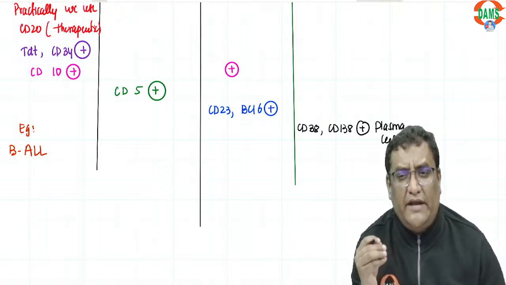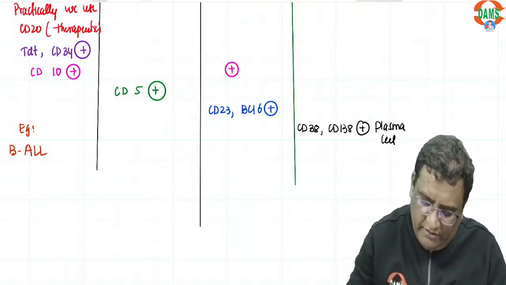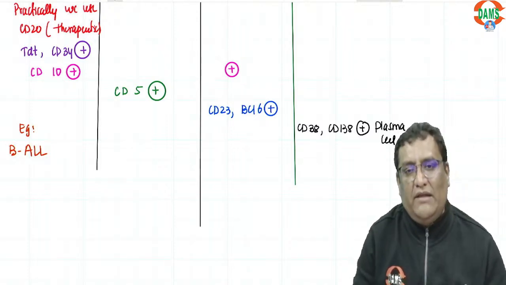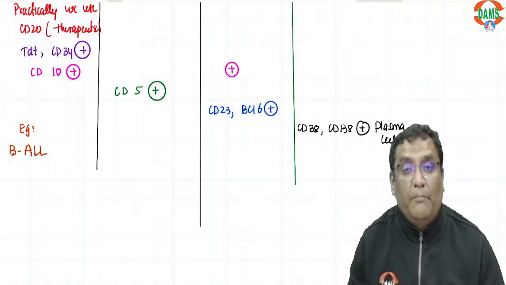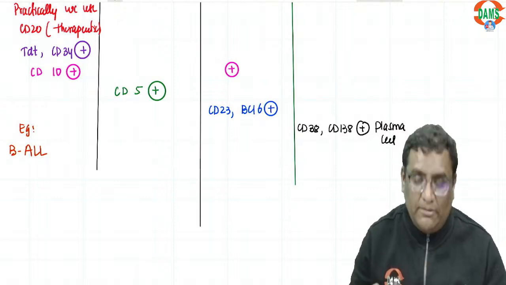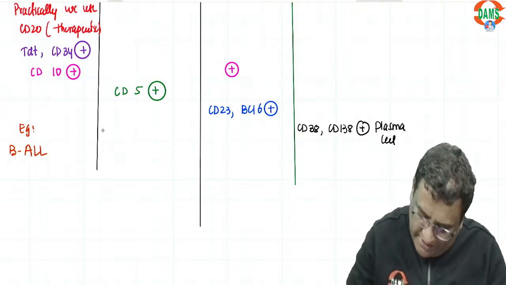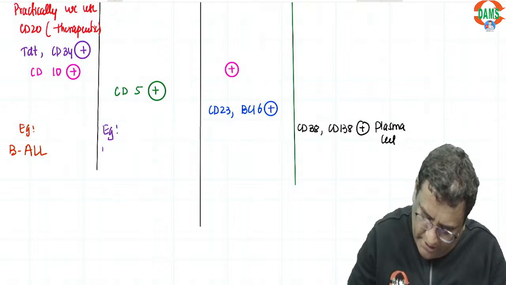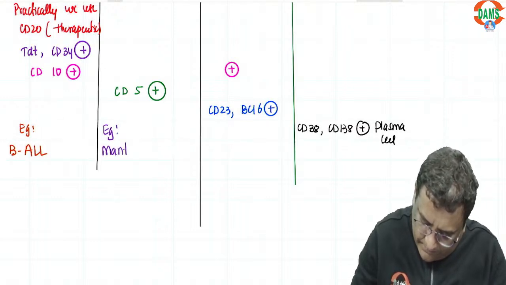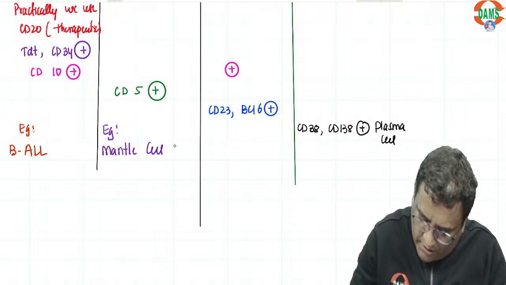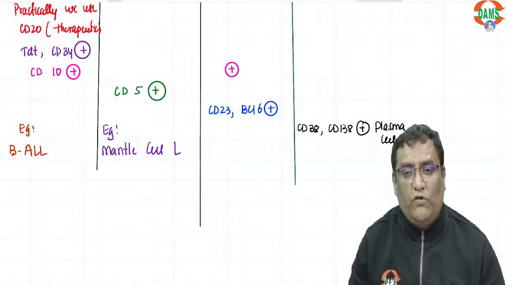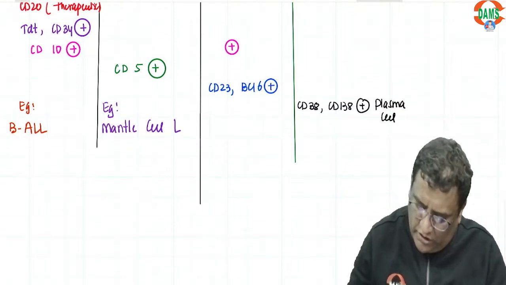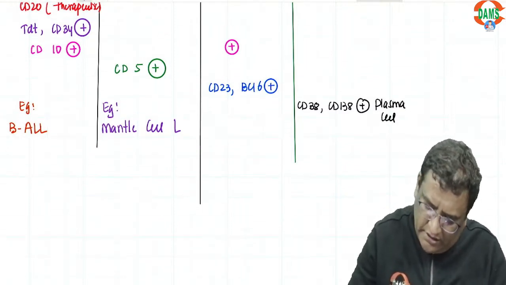So pre-germinal, another name, we said it was what? Mantle zone. And if you remember, we have a lymphoma called mantle cell lymphoma. It is called mantle cell because the origin is from what? Mantle zone. So example for pre-germinal: mantle cell lymphoma. I will write only L for the lymphomas. Mantle cell lymphoma.